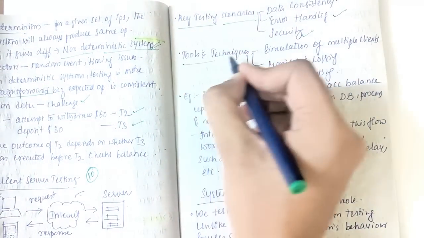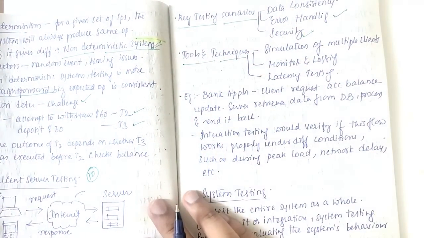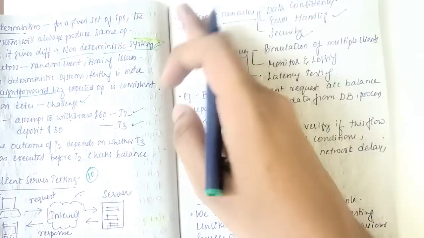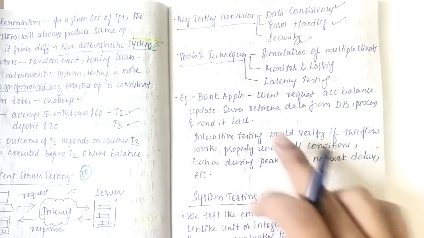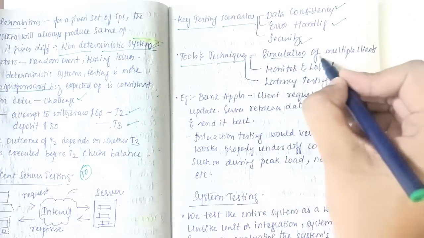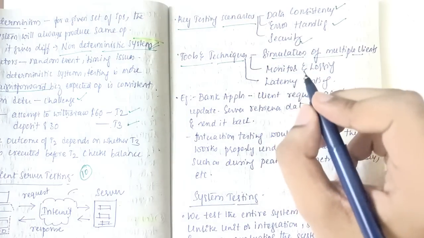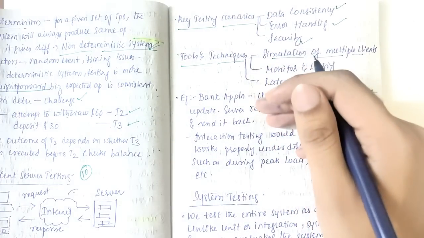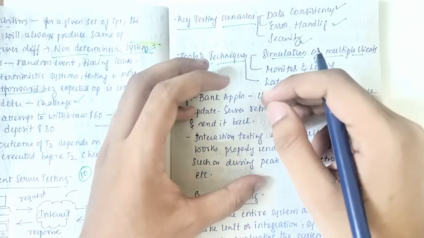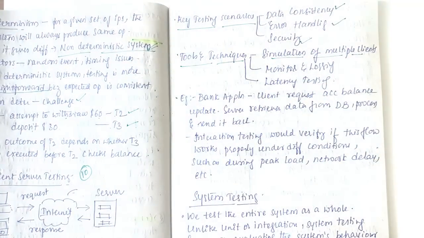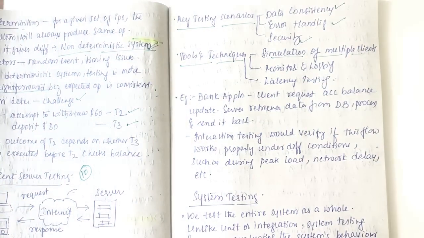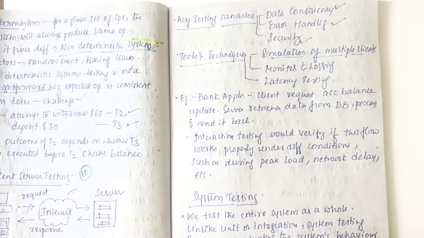Moving further, we have the tools and techniques. Those are the mediums through which client server testing could be performed. The first one we have is simulation of multiple clients. Simulation of multiple clients means we can make sure that multiple clients are trying to access the data from the server. When we do this, we can check whether the server is working properly or not.